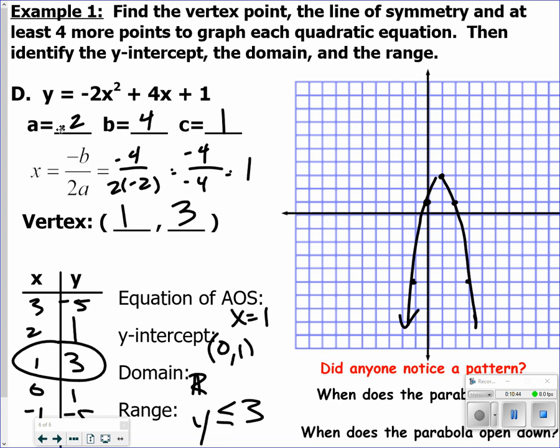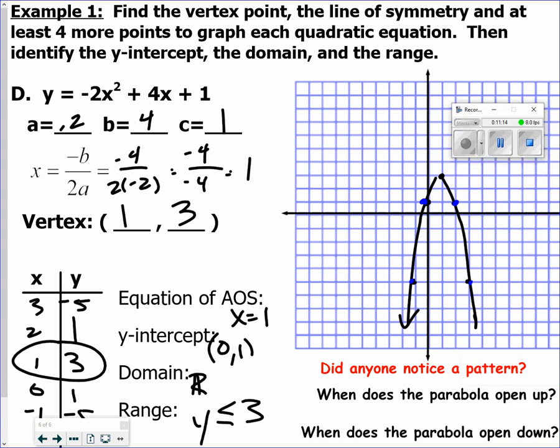So did anyone notice a pattern? The first point on either side is always the A value away. So you'll notice that this point is always down 2 because the A value is negative 2. So each time it's always 1A. And then the second one is always 4A. So you go over 2 and down 8. So there is a pattern here. When does the parabola open up and when does it go down? If the A value is positive, it's going to go up, and if the A value is negative, it's going to go down.